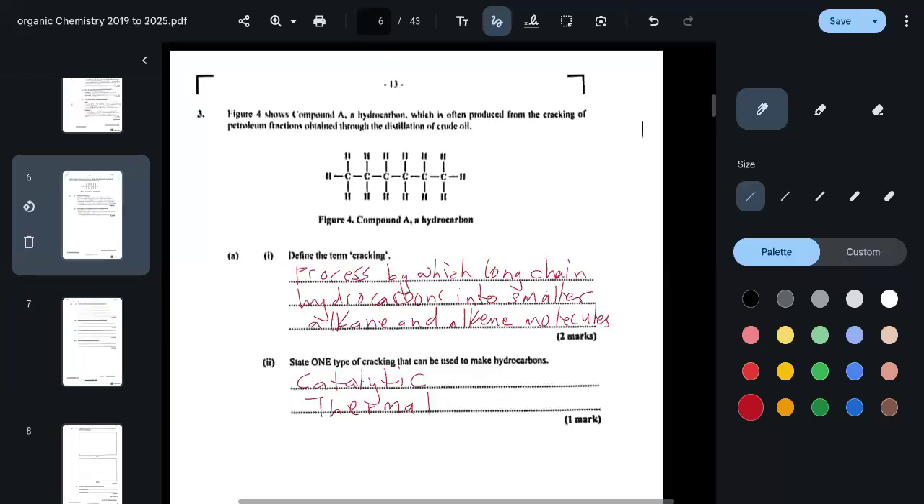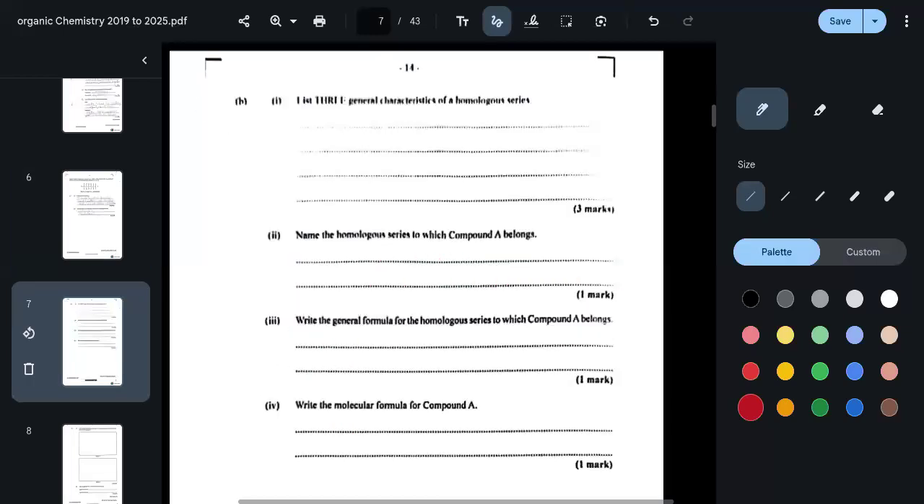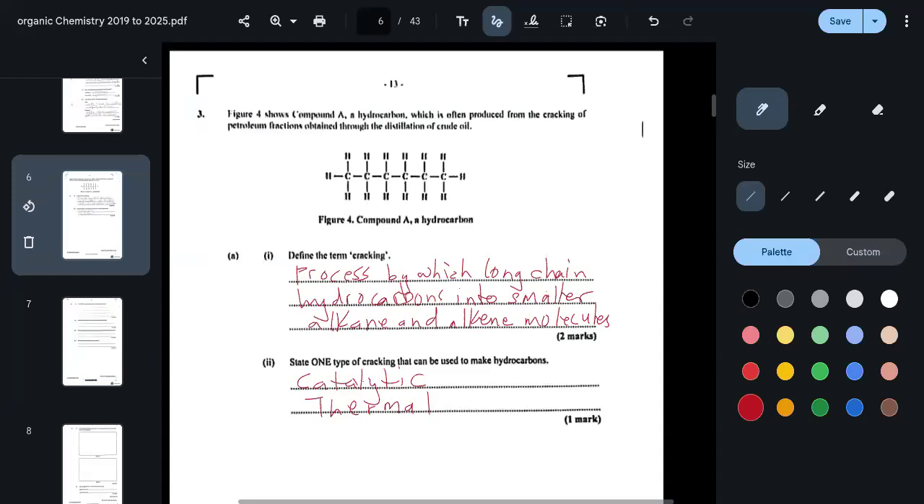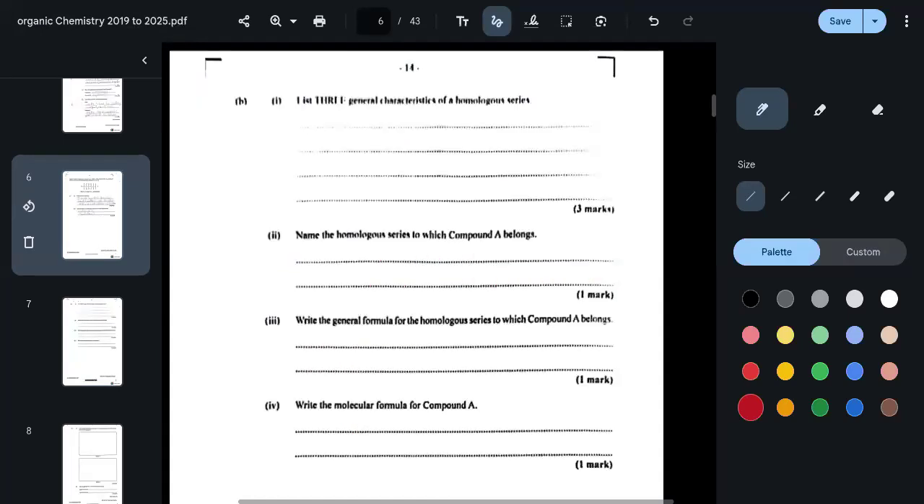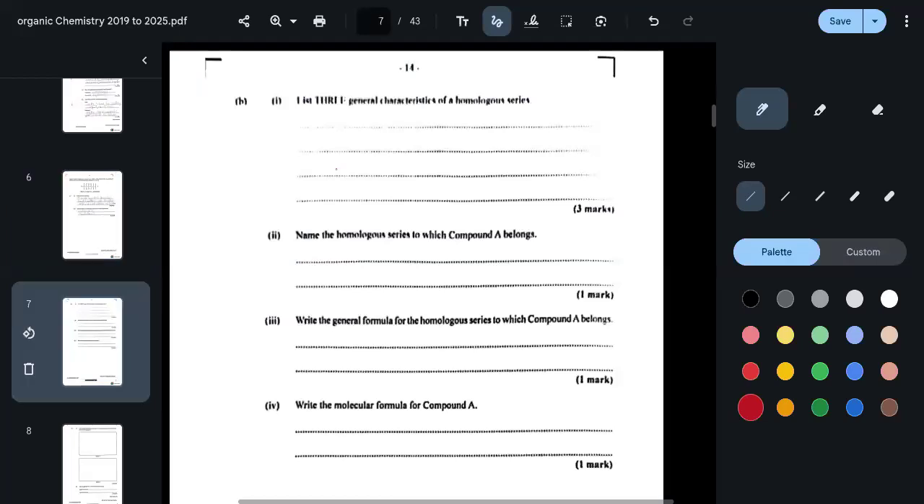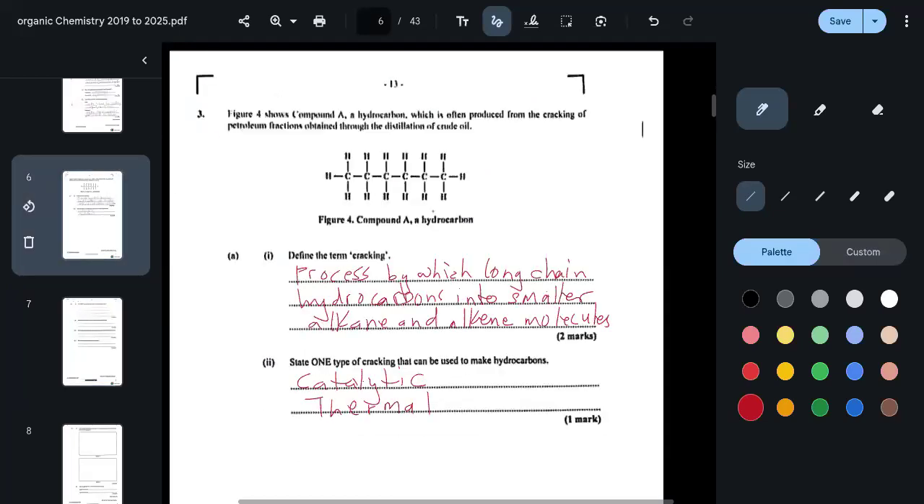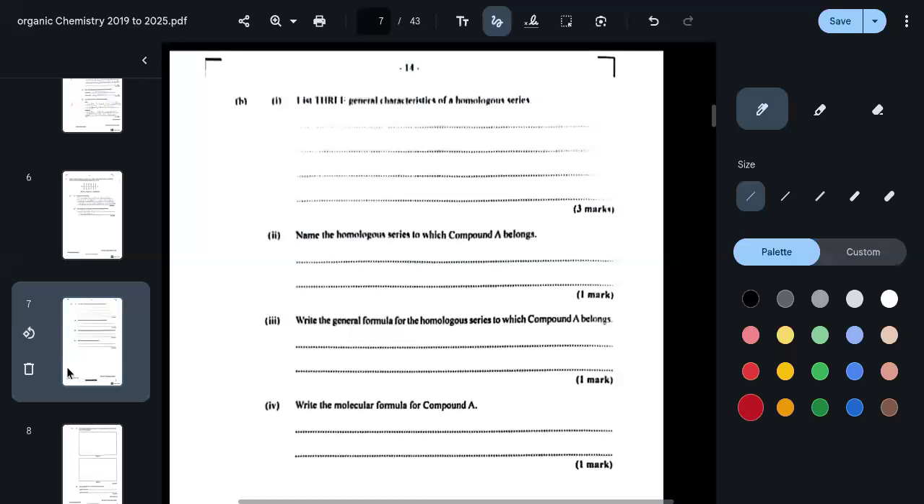Let's look back at compound A. Now it says name the homologous series to which compound A belongs. So which homologous series does compound A belong to based on what we're seeing here? Alkane. Right. How did you know it was alkane? Because of the carbon to carbon single bonds. Right. Good. So name the homologous series. All right, so it's alkane.